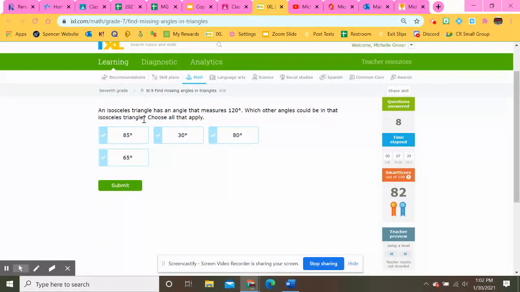Let's look at this last one here just to make sure we can get it. An isosceles triangle has an angle that measures 120 degrees. This is the same as that last one. You couldn't do 120 and 120, and they don't even give that to you as an option. So on a problem like this, you would say, okay, the only other option I could have has to add up to be 60 degrees because 120 and 60 make 180, and then you're just going to take half of the 60 degrees and you get 30. So that's the only other option there.